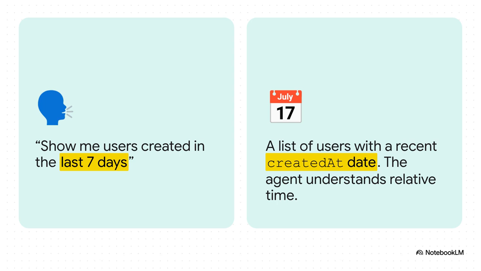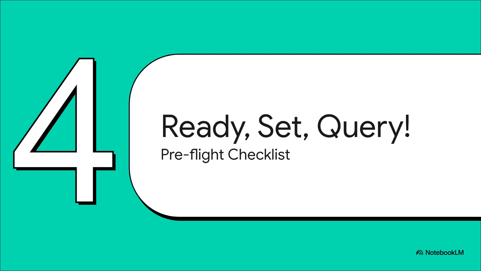Now this is where the agent's intelligence really shines. It actually understands relative time. You can use phrases like in the last 7 days or yesterday, and it automatically translates them into the correct database filters. Just think about how much easier this makes building dashboards or running dynamic reports. It's a game changer.